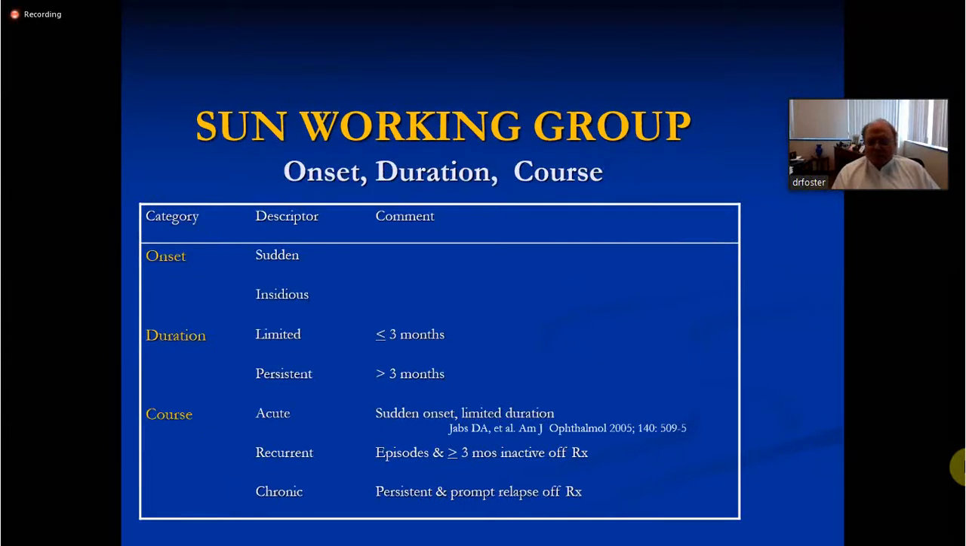We'll also characterize the problem in terms of its onset, duration, and course. Was it sudden onset or slow, insidious onset? Has it been going on for a limited amount of time, or has it been going on for a long time? A long time, in my view, is greater than 3 months. And was it sudden onset and limited duration, or recurrent multiple episodes?